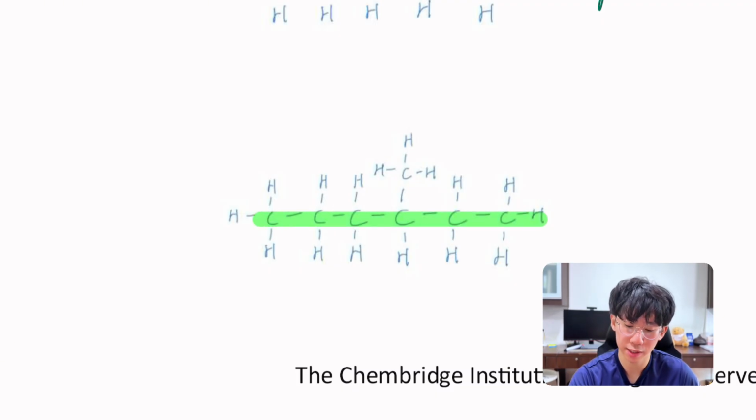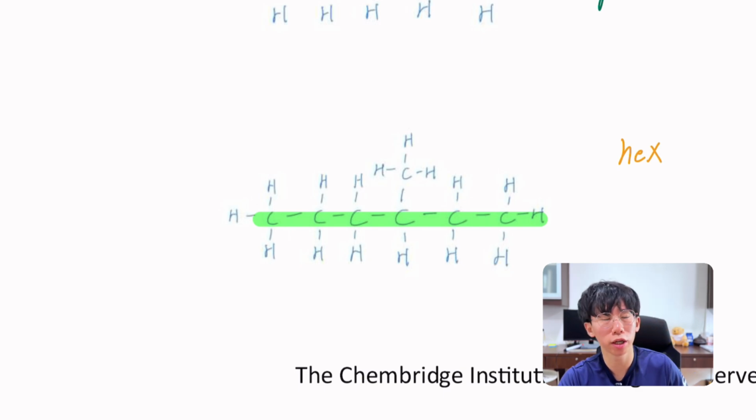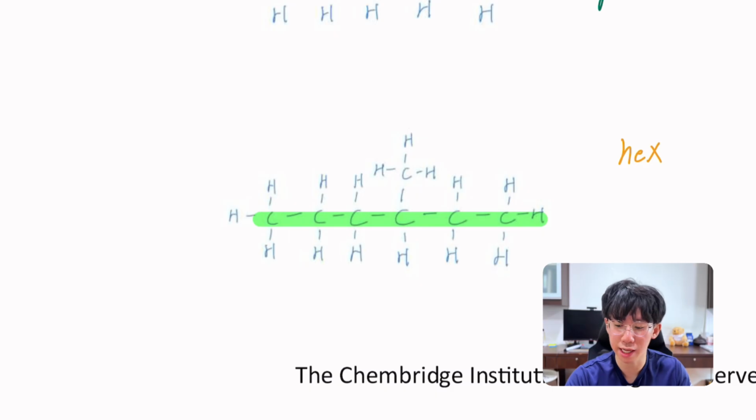So this is 6 carbons inside. This is a hex. And from my knowledge of functional groups, this has all single bonds. So this is an alkane. So this is a hexane. Remember, there's this minor functional group over here called a methyl group.